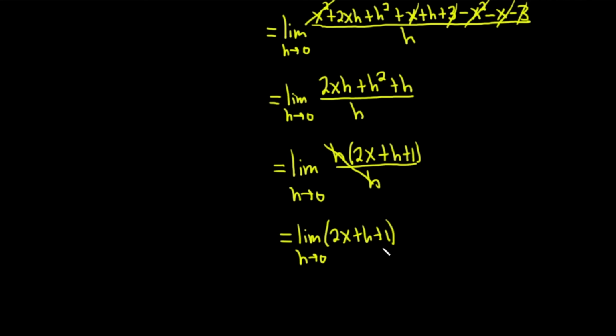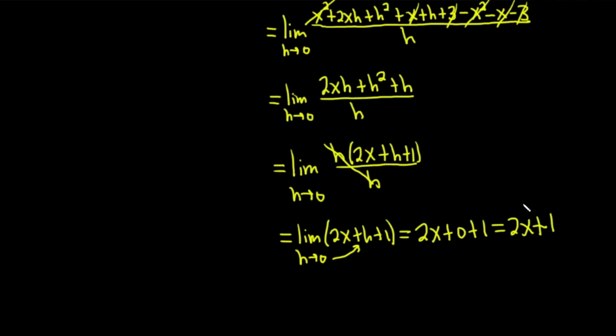And at this point, we're ready to plug in the h. So notice I wrote the limit sign every single time. It's really important to do that until you get to this last step when you plug in the number for h. When you do that, that's when you stop writing the limit sign. Okay, so 2x plus 0 plus 1. We get 2x plus 1.